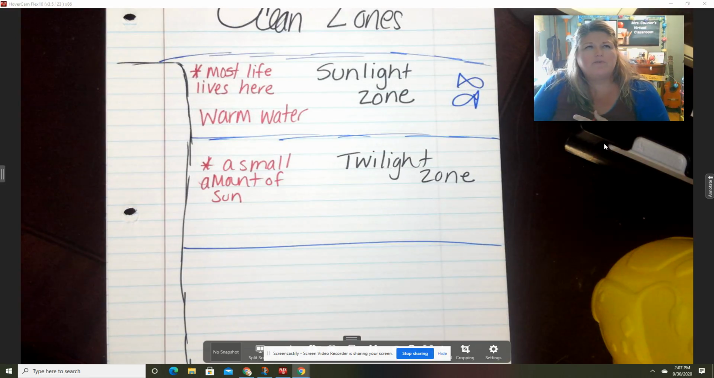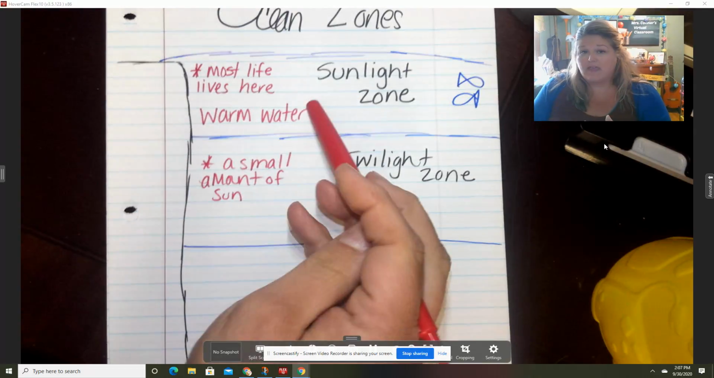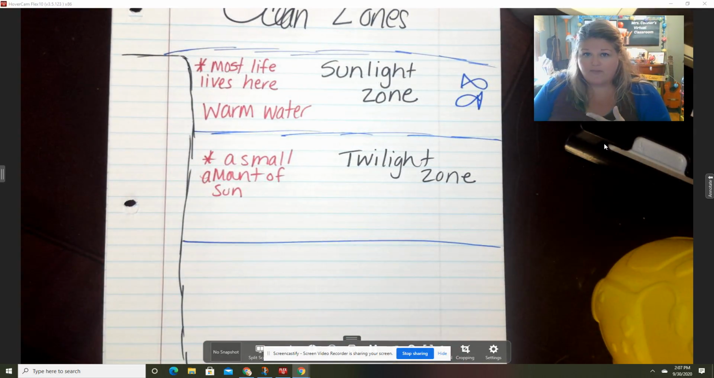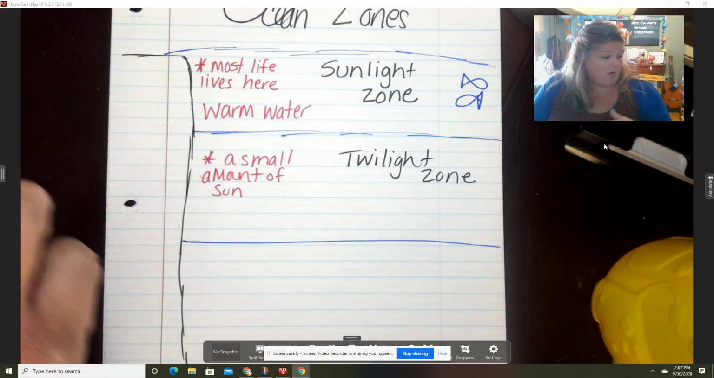There's animals like octopus and whales. They can live in the twilight zone. It gets colder, so animals can't survive in the twilight zone like they can the sunlight zone. They can maybe hang out there, but they're not going to be able to live there. That's not going to be where they normally are.